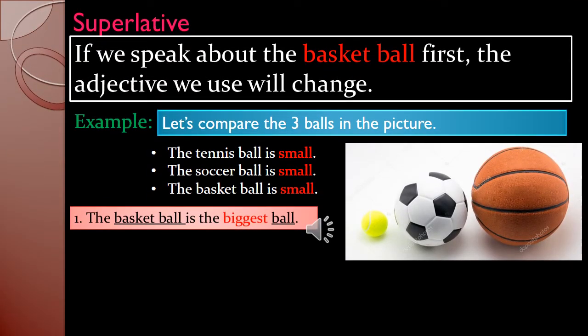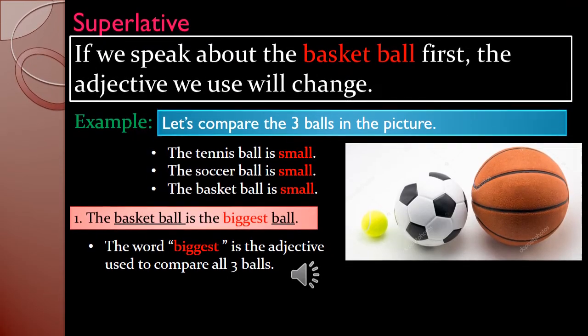If we read sentence number 1, the basketball is the biggest ball. All right. He's bigger than the soccer ball and he is bigger than the tennis ball. Of all these three balls, he cannot be the smallest. He is definitely the biggest. And in this sentence, the word biggest is the adjective used to compare all three of the balls.